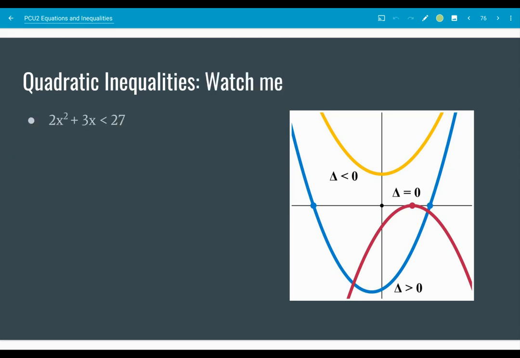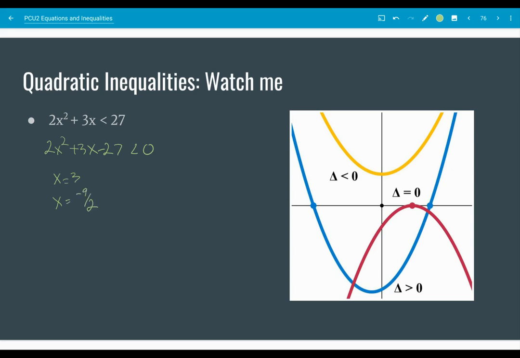So let's work this one out. So 2x squared plus 3x minus 27 less than 0. So we get x is 3 and x is negative 9/2.